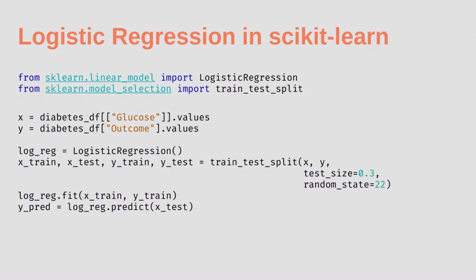Using logistic regression in scikit-learn is just like working with most other models in this library. It follows a simple, consistent workflow. Here's a quick overview. We import the model. We start by importing LogisticRegression from sklearn.linear_model. Set up our explanatory variable, which is glucose, and response variable, which is outcome. We create an instance of the classifier by calling the LogisticRegression function. Then we split the data into training and test sets. We train our model using the training data by calling the .fit method. And then we make predictions on the test set using the .predict method.